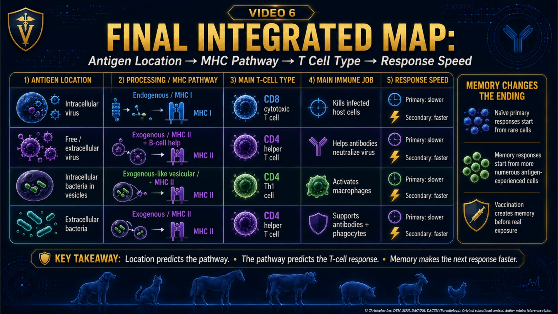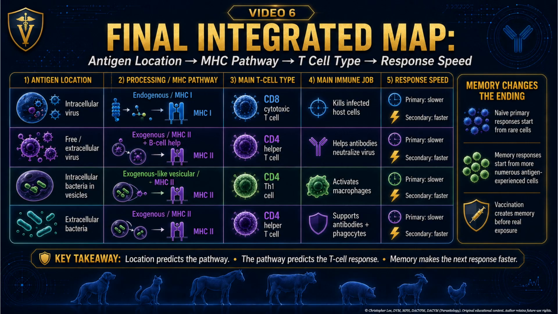This final map brings the entire series together. First, ask where the antigen is located. If antigen is inside a host cell, especially from a virus replicating inside a cell, think endogenous pathway, MHC1, and CD8 cytotoxic T cells. If antigen is free, extracellular, or taken up by an APC, think exogenous pathway, MHC2, and CD4 helper T cells. If bacteria persist in vesicles, CD4 Th1 responses and macrophage activation become especially important.